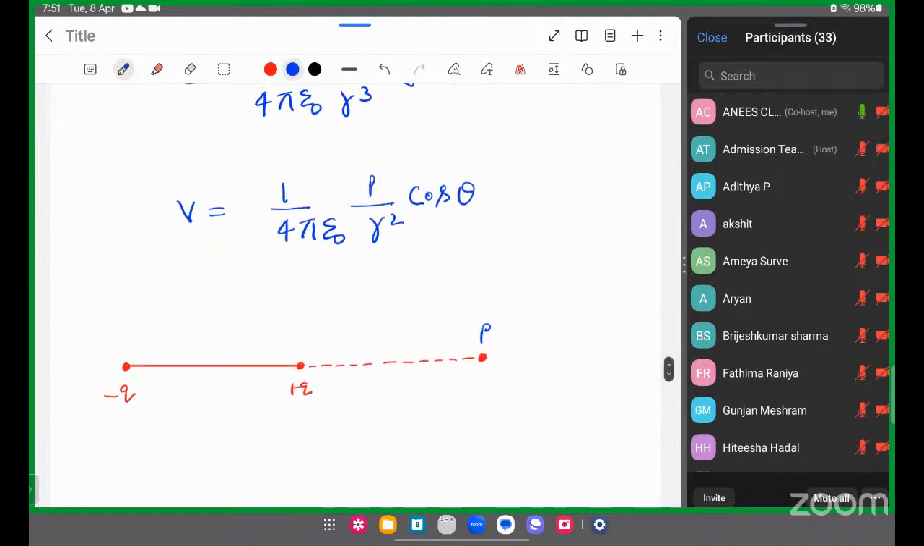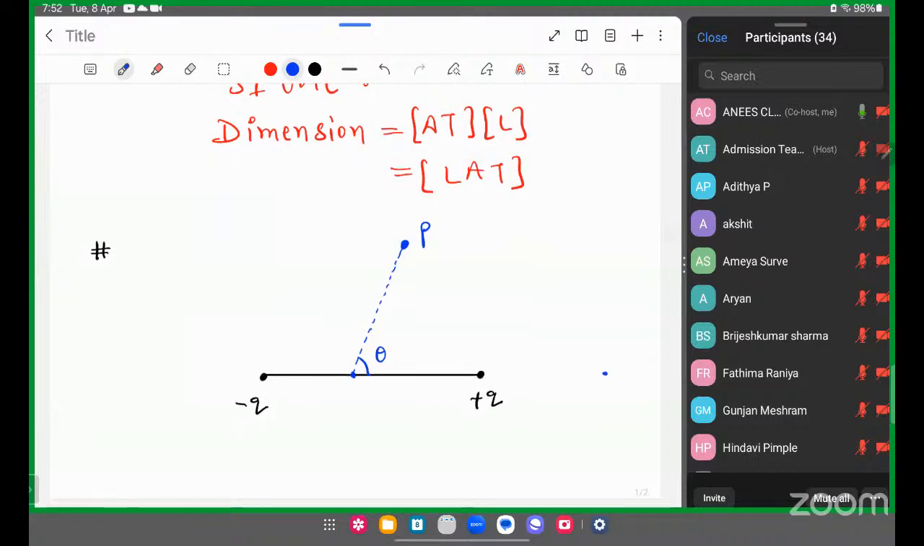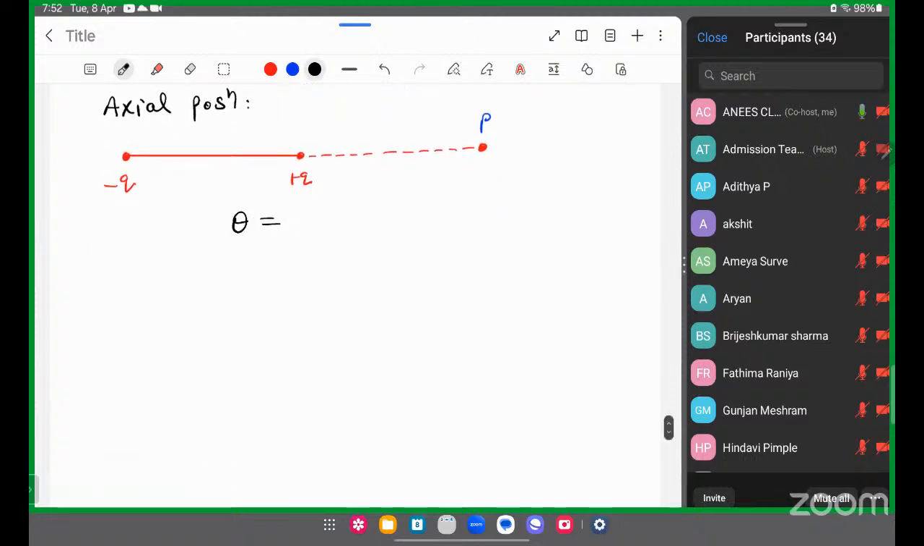If you look at the condition, theta is the angle between the midpoint and the point of interest. If you join the line between the midpoint of the dipole and the point of interest P, then the angle is theta. So if I take this point P at this point Q, this angle will be how much? 0. So in this case, this is known as the axial position, and in the axial position, theta will be 0.